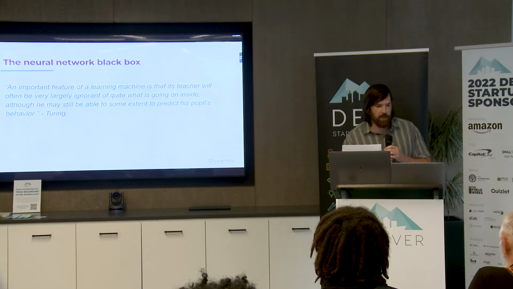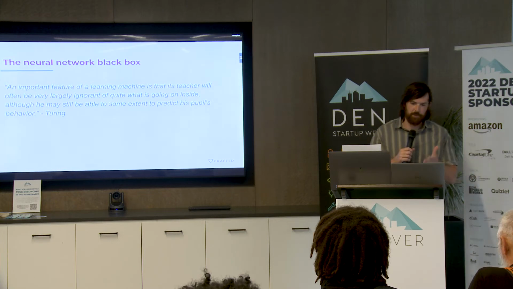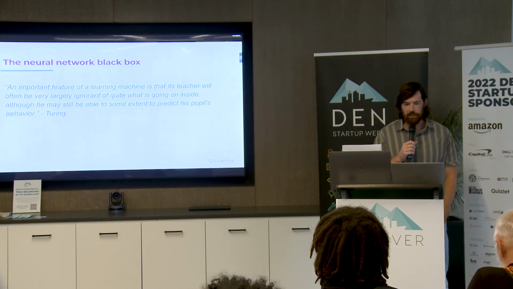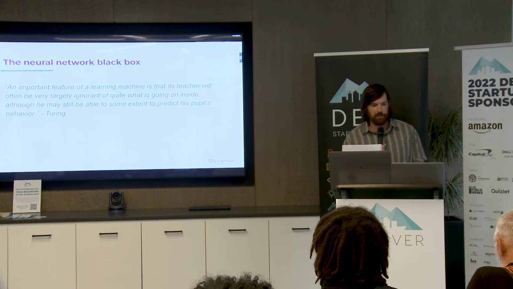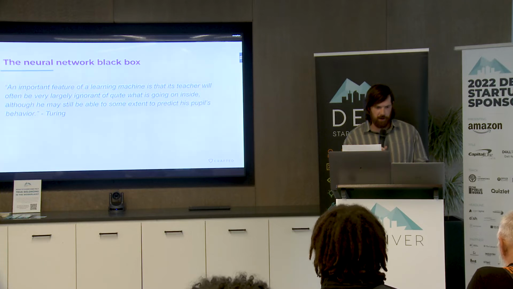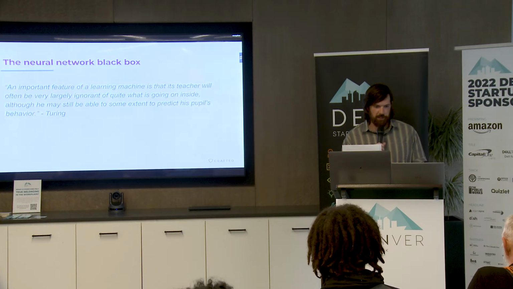Okay, so anyway, the neural network black box. To quote that same paper that I talked about earlier from Turing, "an important feature of a learning machine is that its teacher will often be very largely ignorant of quite what is going on inside, although he may be able to some extent to predict his pupil's behavior."